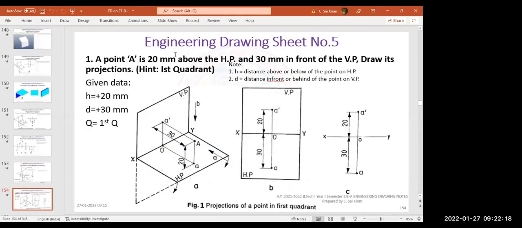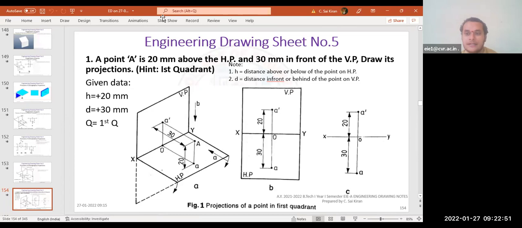Whenever a problem is given, you need to know what the H value and the D value are. H is the distance above the HP, the horizontal plane. What is the vertical distance? If it is above HP, it is a positive H. If it is below HP, negative H. This is my vertical plane. Anything in front of the vertical plane is a positive D. Anything behind the vertical plane is a negative D. You need to understand these things before starting anything.